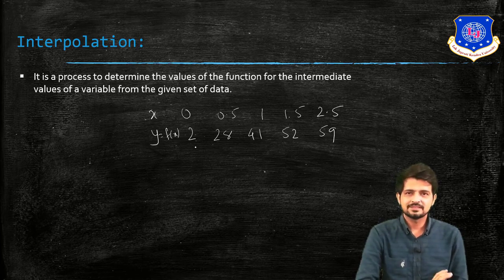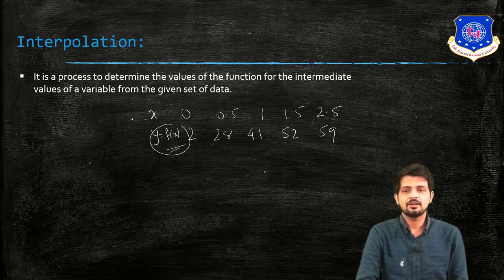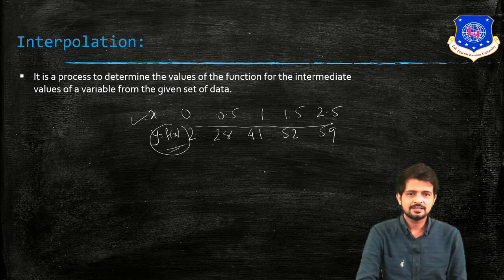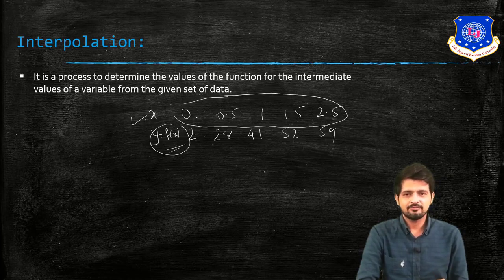Okay, from this given set of data, if we want to find the function value, in the sense we want to find the value of y for the intermediate values of a variable, now we will consider the variable as x. If we want to find the values in this range, what is the given range of x? The given range of x is 0 to 2.5. Some values are directly given. For example, the value for 0 is given, 0.5 is given.